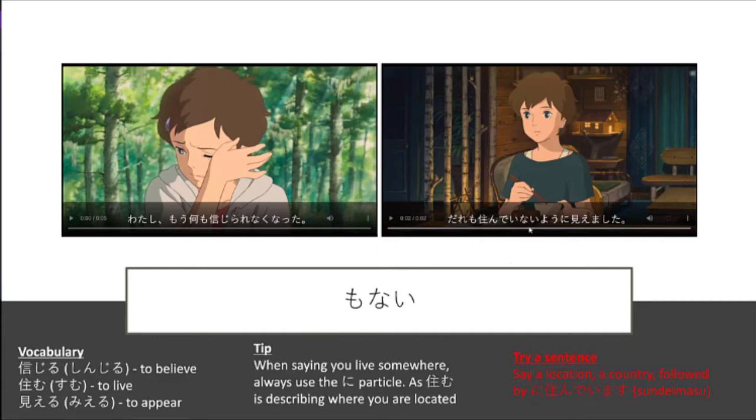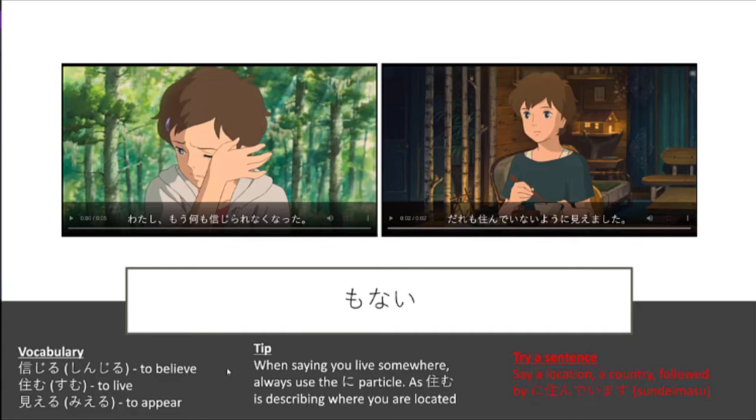How we conjugate that, just comment if you want to know, and I can talk about it, but we will go over it in a later lesson. But if you want me to mention it now, we can. But sundeiru is important when you're saying you're located somewhere, because if you're using present progressive with sumu, sundeiru, it's saying that you lived there in the past and you're living there now.